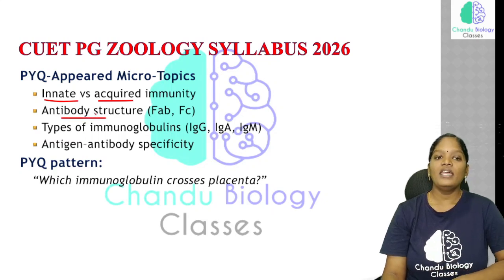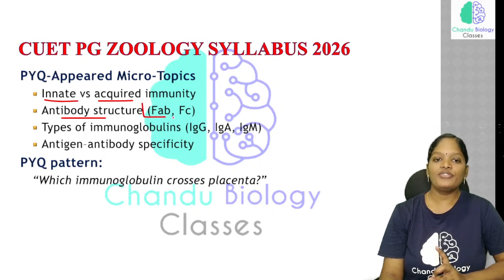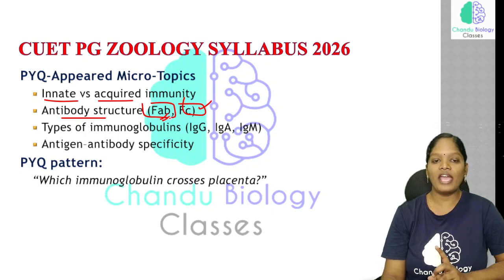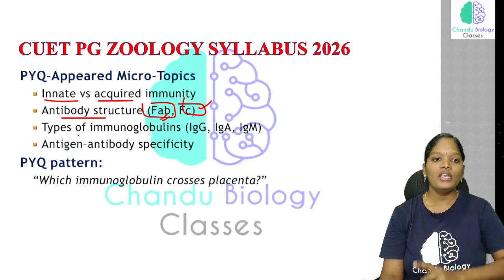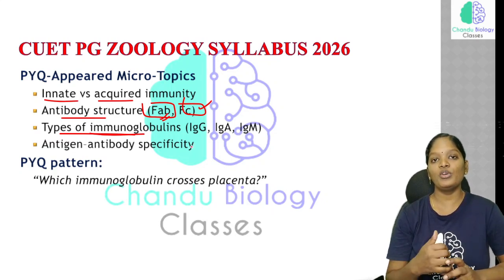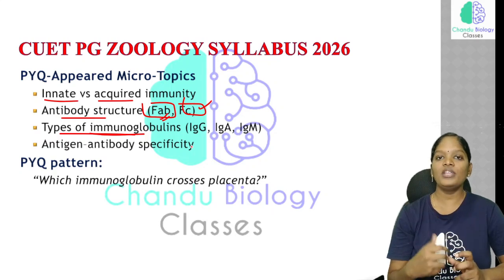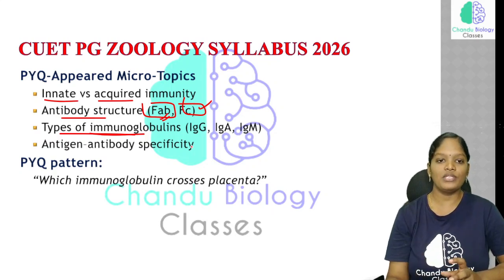And what is the antibody structure, that is the Fab region and Fc region, the constant region, the antibody fragment of antigen binding site. Types of immunoglobulins: basically we have 5 different types of immunoglobulins. Immunoglobulin is also called an antibody. Which antibody is involved in which functions? We are going to study that.